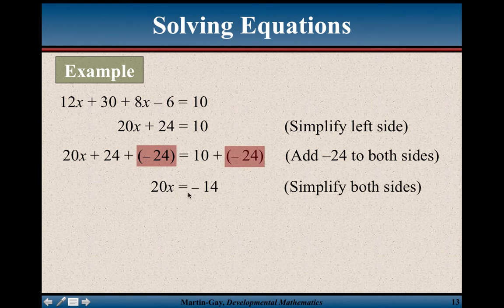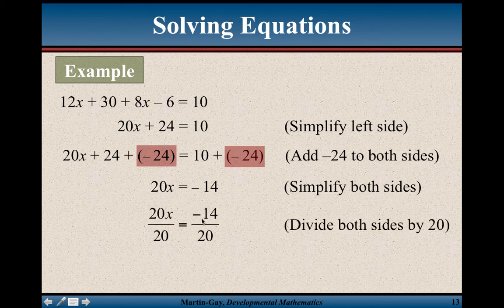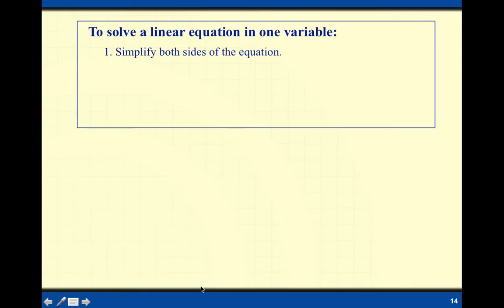Then, divide natin by 20. Negative 14 over 20 yung answer natin. 20 divided by 20 is 1. Tama? So, yung negative 14 over 20, simplify natin siya. Divisible sila pareho by 2. So, ibig sabihin, 14 divided by 2 is 7 and 20 divided by 2 is 10. So, final answer natin is negative 7 over 10. Okay? Or yung pinaka-simplest form niya.